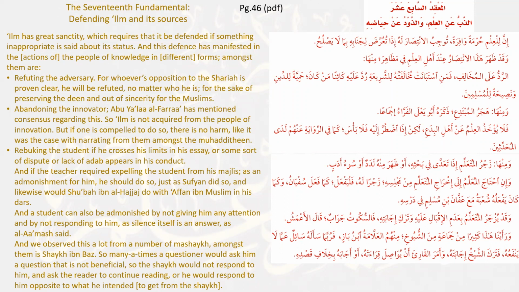فمن استبانت مخالفته للشريعة رد عليه كائنا من كان. The one whose opposition to the Sharia is clear, that he is going against some established ruling in the Sharia, then you must refute him and correct and rectify his mistake, whoever it is. حمية للدين ونصيحة للمسلمين. Two reasons. Because the protection of deen and the preservation of deen is greater than any other interest of the Muslims.